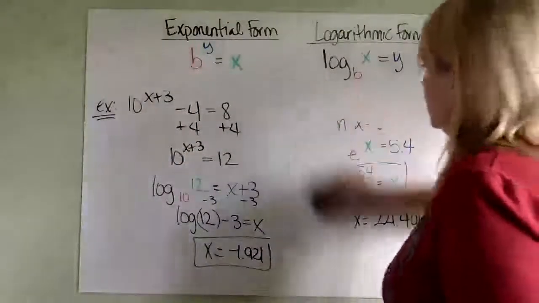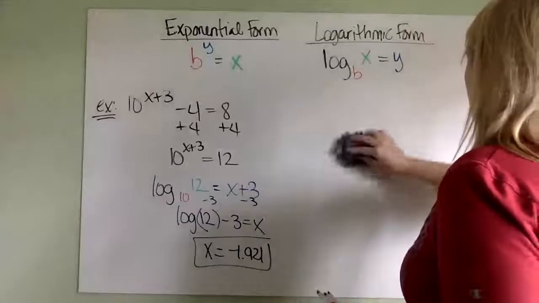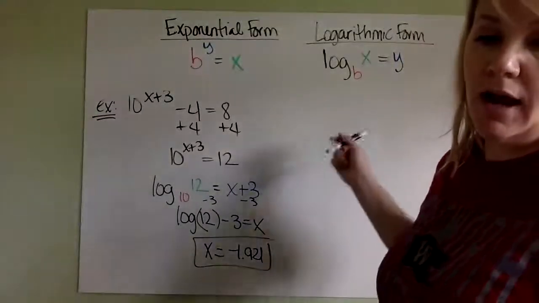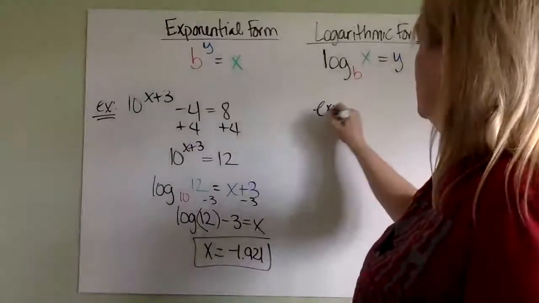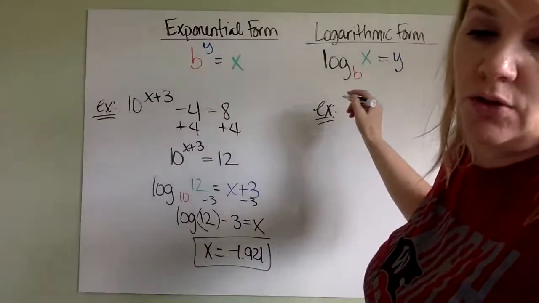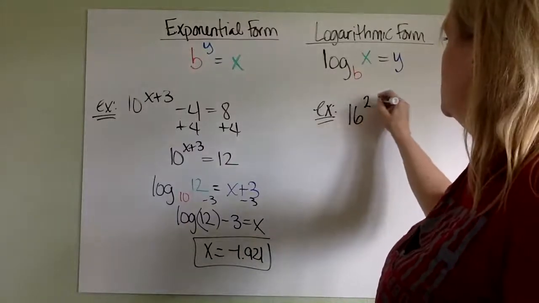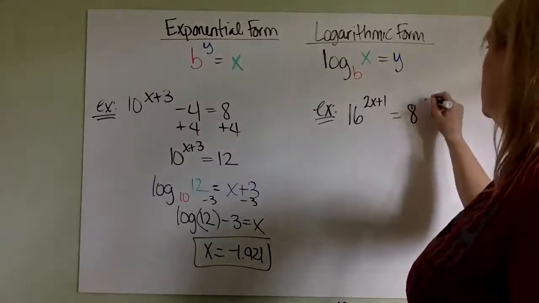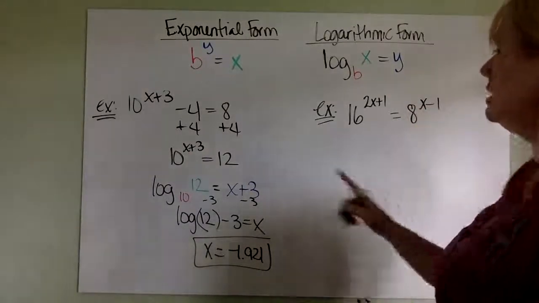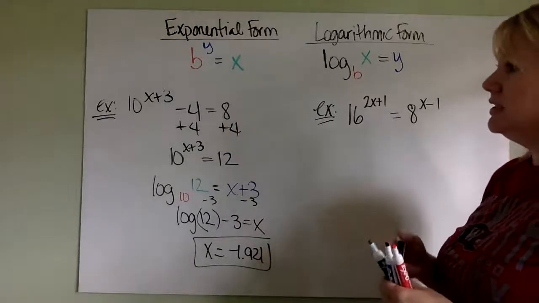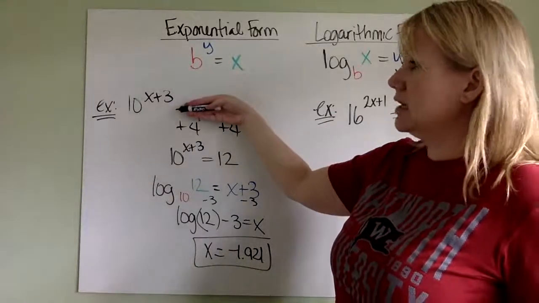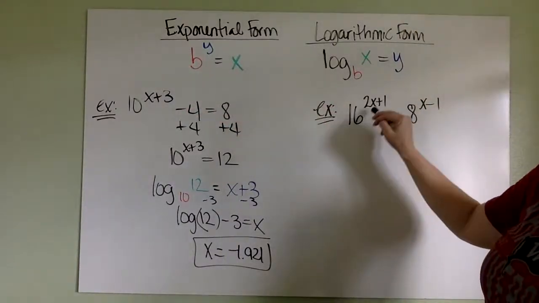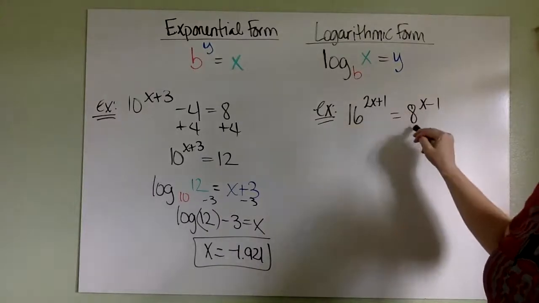Sometimes when you are in exponential form, you don't want to switch to logarithmic form. For example, this is number 22 on the purple worksheet, 16 to the 2x plus 1 equals 8 to the x minus 1. So what's the difference between that equation and this equation? This equation is clearly in exponential form, 10 to the x plus 3. That's our exponential base and exponent. But this is also in exponential form. 16 is our base to the exponent.